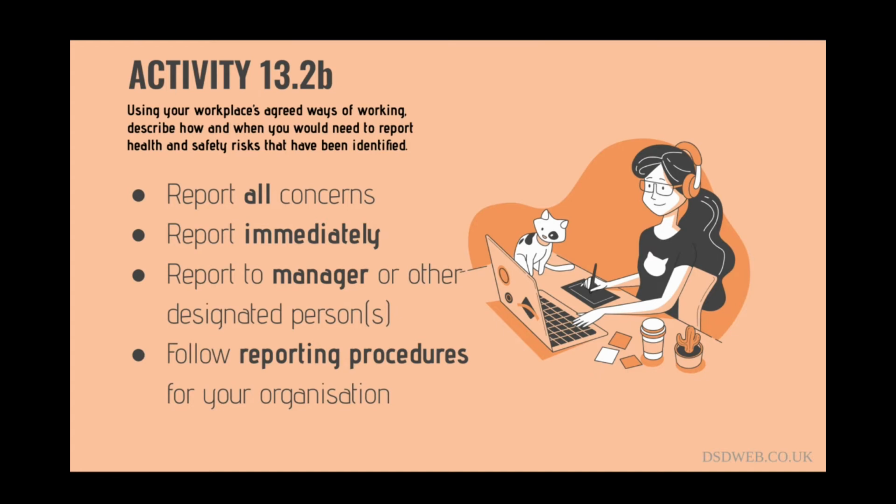Activity 13.2b asks you to look at the agreed ways of working that your organisation has in place for reporting health and safety concerns and explain how and when you would use them. You should follow reporting procedures that are in place for your own organisation. However, all health and safety concerns should be reported immediately so they can be dealt with before anyone comes to any harm. You will usually report health and safety concerns to your manager. However, some organisations may have a designated health and safety lead.